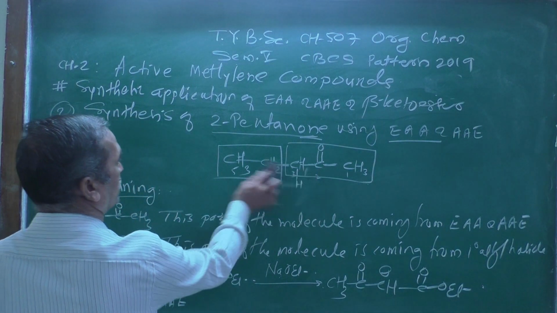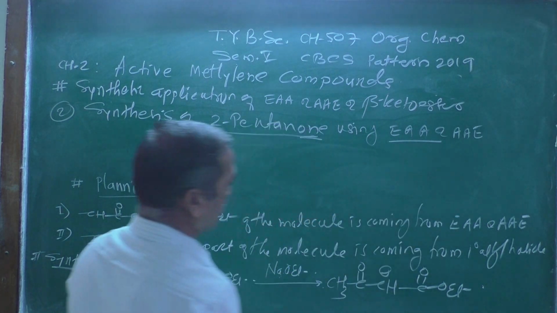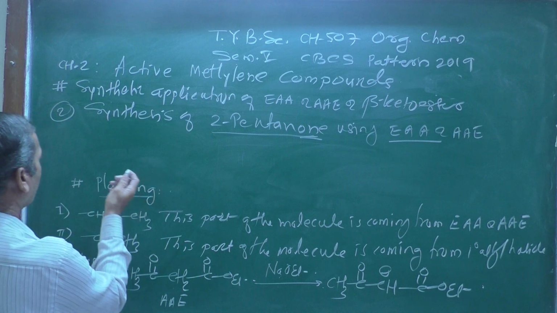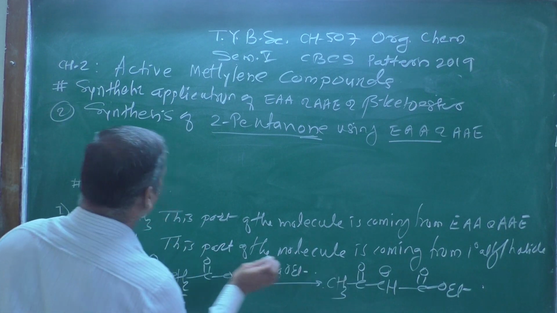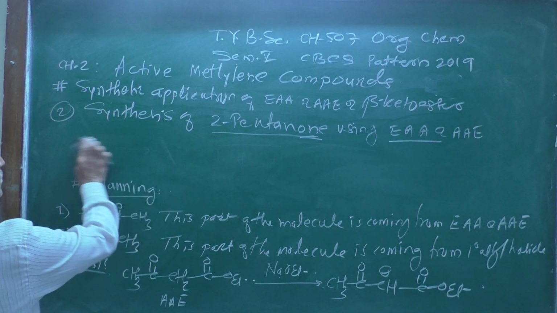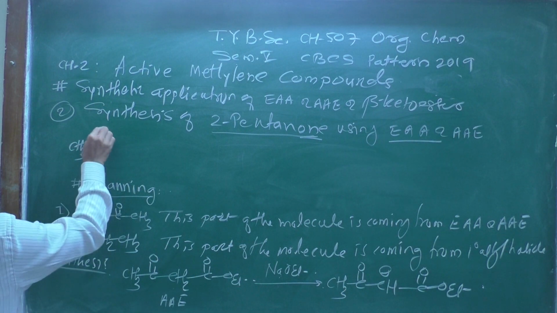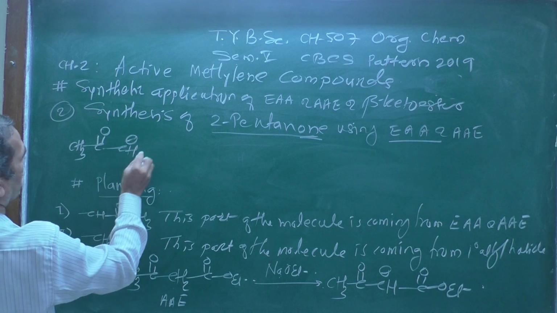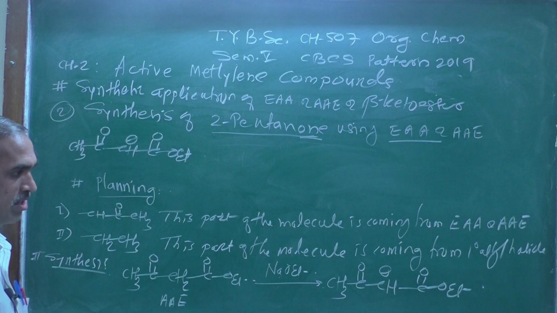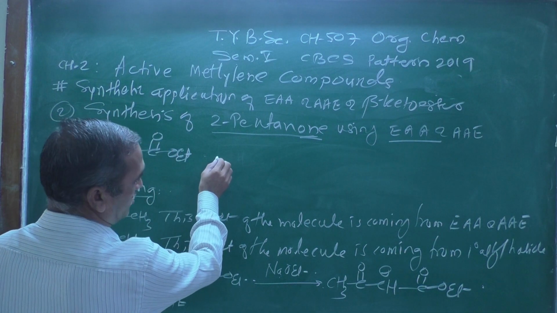I am clearing this part over here so that you can see clearly. I am writing this structure once again here. So let me draw once again this structure: CH3, C double bond O, CH minus, then C double bond O, OEt. This is known as acetoacetic ester, or is a carbanion formation.